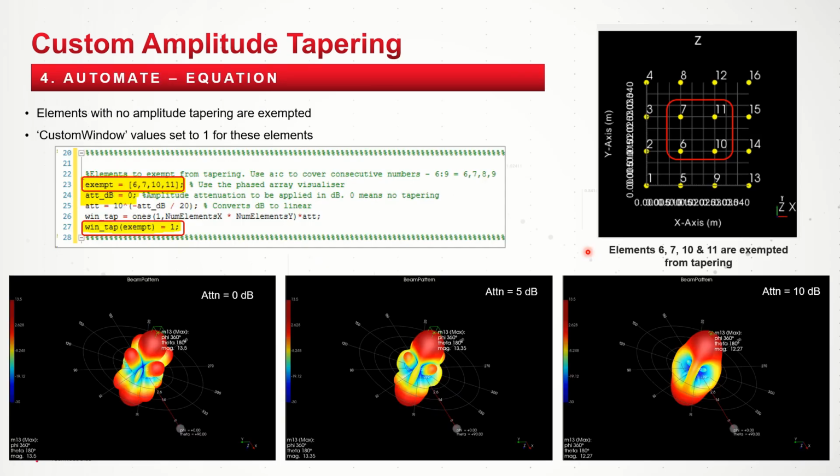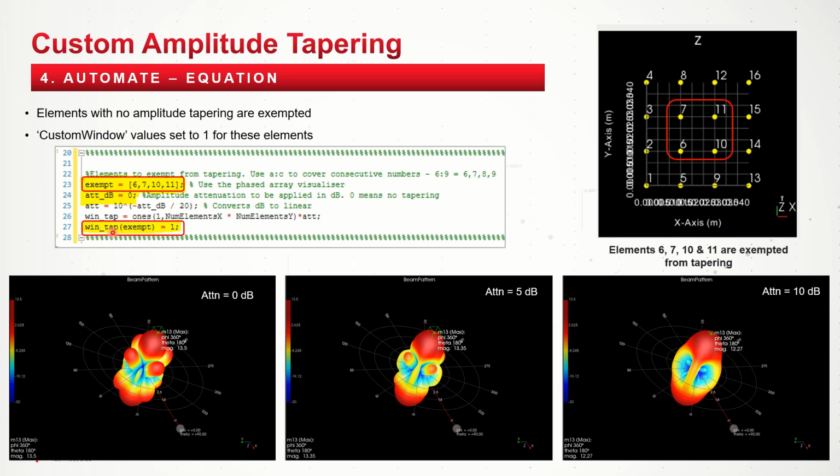Now let's look at some examples of how to apply the custom tapering to different sections of our elements. If you look at this picture right here, you see that I'm applying the tapering to all the elements at the edges, and we're exempting elements 6, 7, 10 and 11 from the tapering. I've written this equation just to specify the matrix of the elements that I'm exempting, and of course I can set the value of attenuation that I'm applying to the other ones that I'm not exempting.